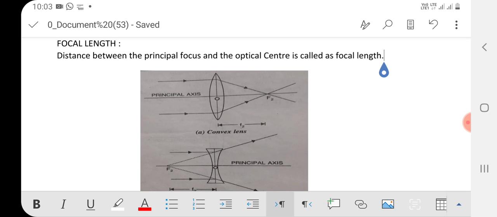And in the concave lens the focal length is to the left side because rays of light will never meet after passing through the concave lens. They will always diverge. So when you produce the diverging rays of light in backward direction, the principal focus will appear to be on the principal axis. So the distance between the principal focus and the optic center is called as focal length.